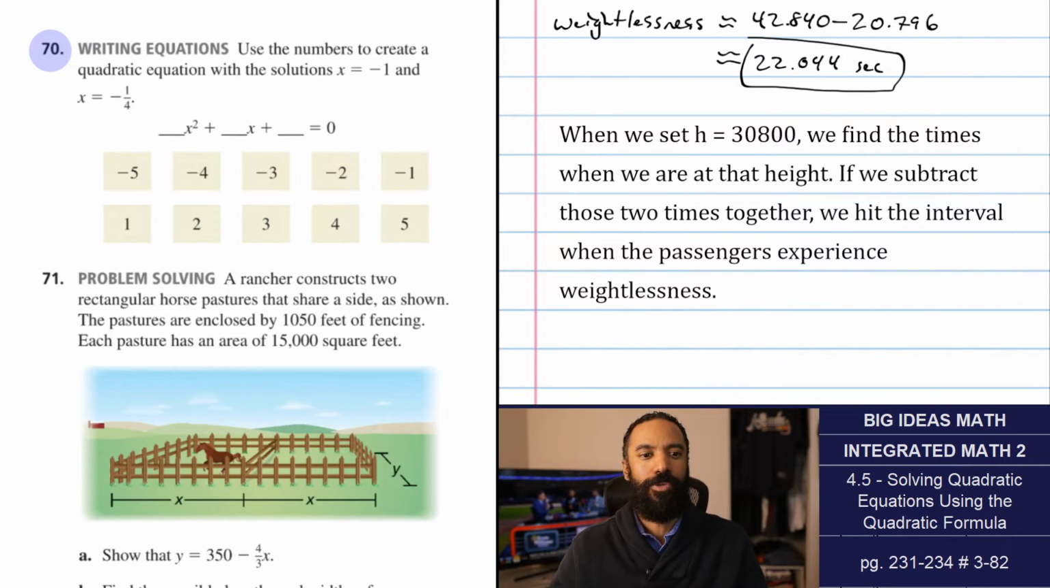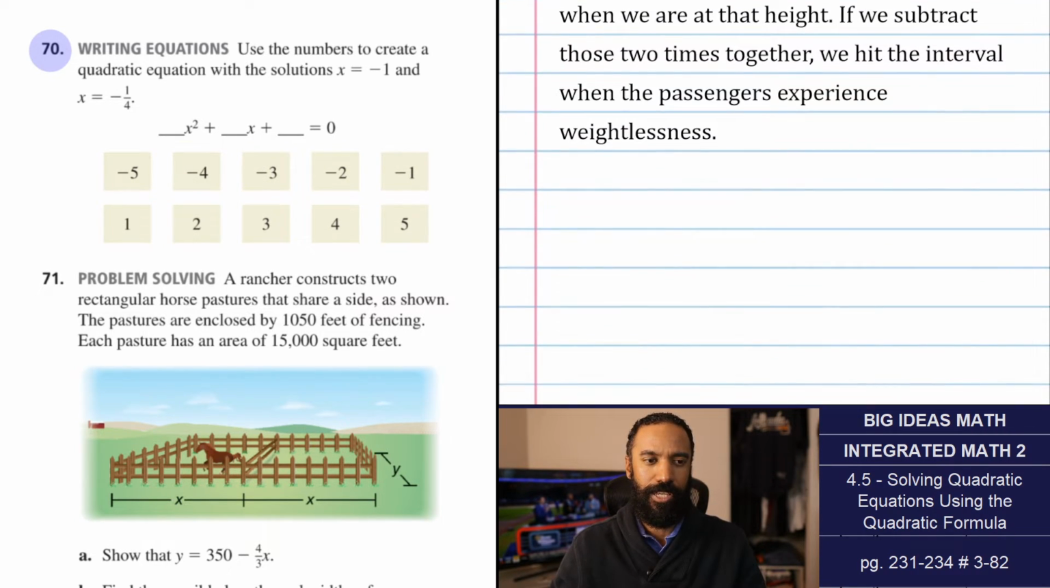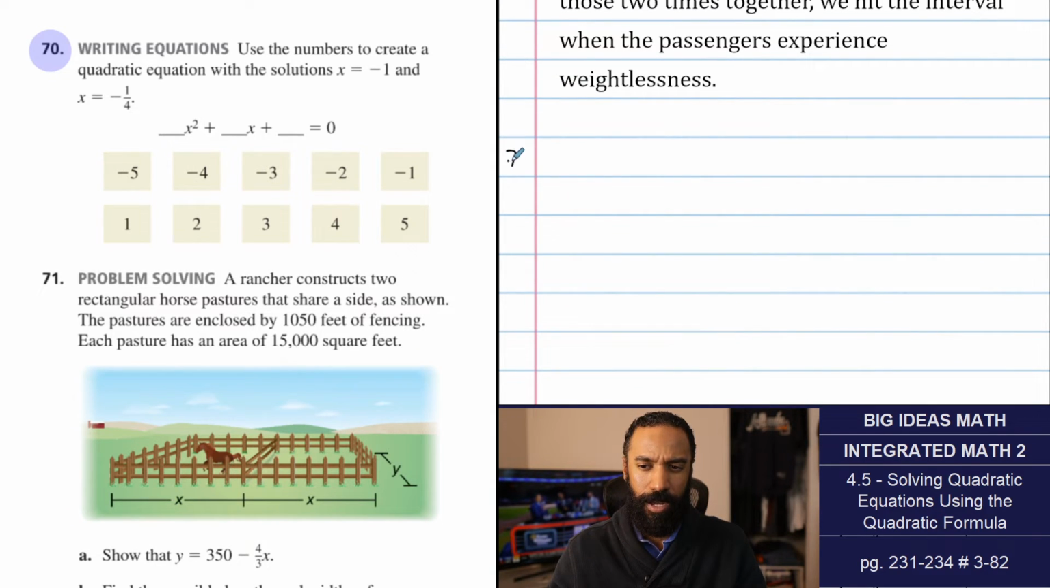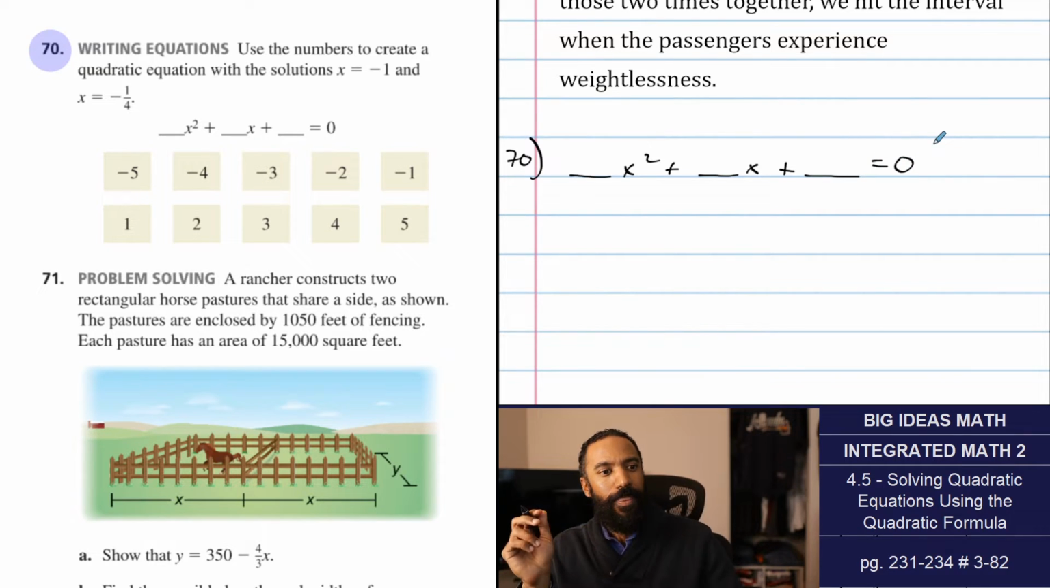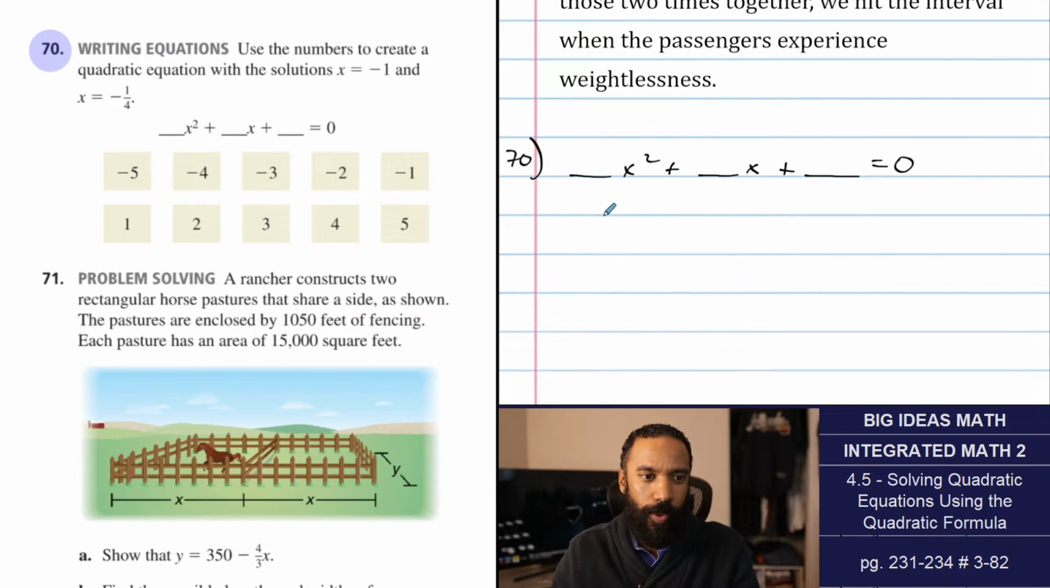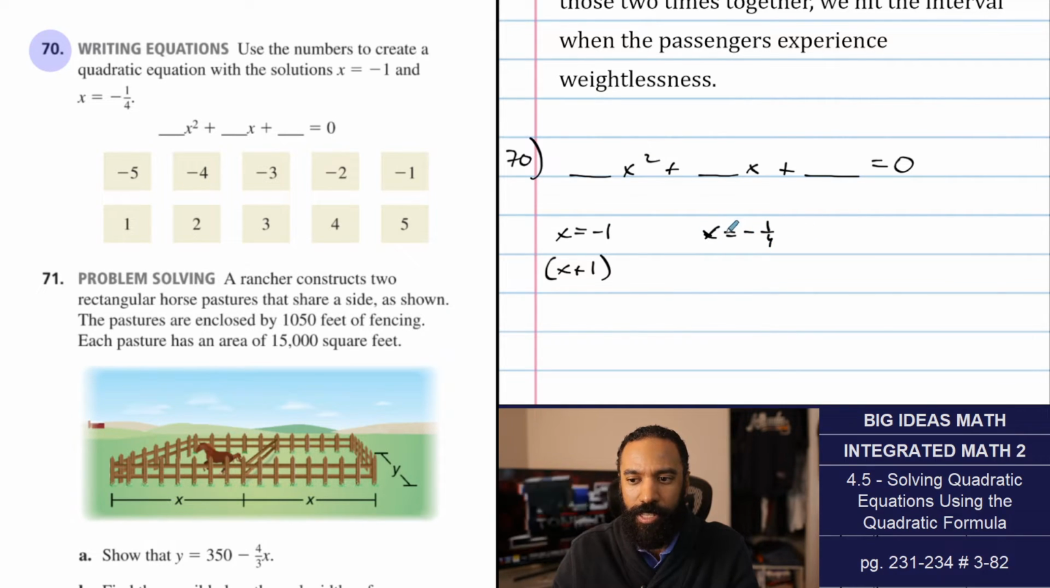Number 70. Use the numbers to create a quadratic equation with the solutions x equals -1 and x equals -1/4. Blank x squared plus blank x plus blank equals 0. It says to create a single one of the quadratic equations. Well, I'm going to do it this way. If I have x equals -1, then x plus 1 is a factor. If I have x equals -1/4, it's not x plus 4 that's the factor. I multiply both sides by 4. I get 4x equals -1, so 4x plus 1 is a factor.